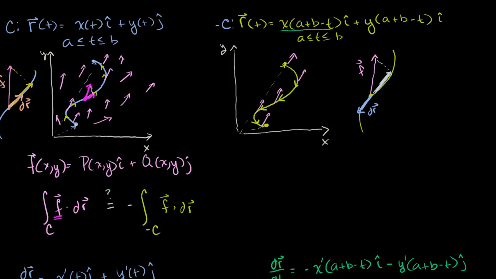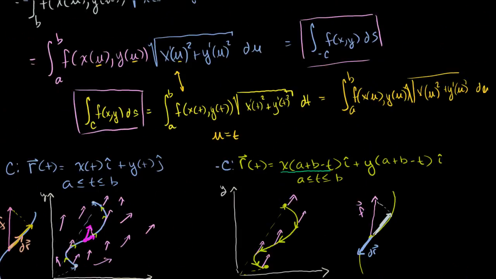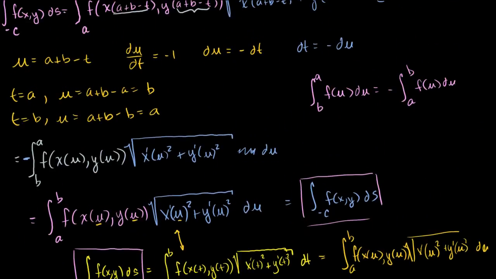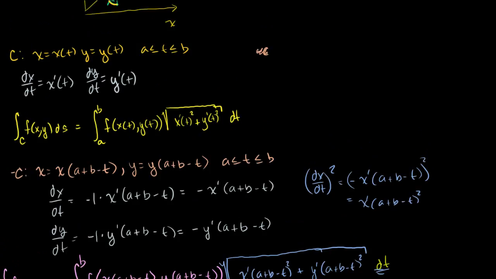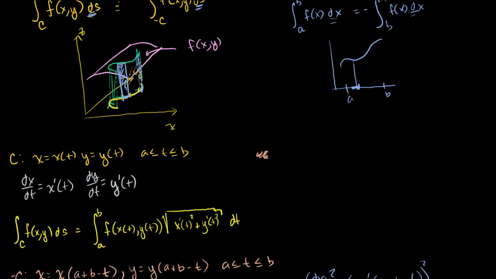But when you're dealing with a scalar field, as we saw in the last video, it doesn't matter which direction you traverse the path in. The positive path has the same value as the negative path. And that's just because we're just trying to find the area of that curtain.